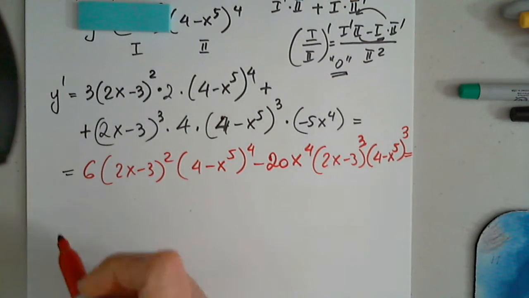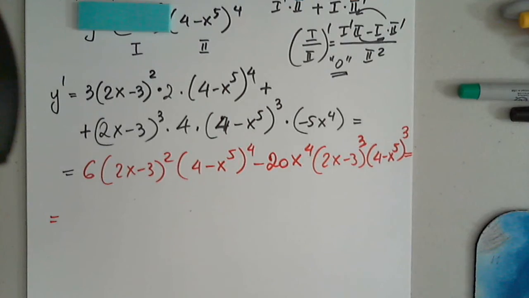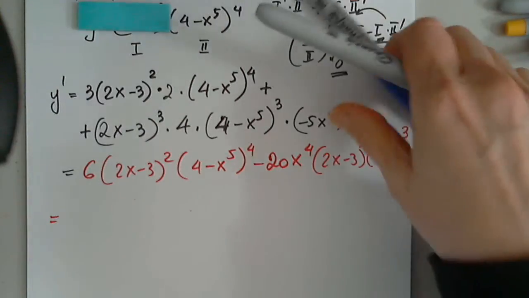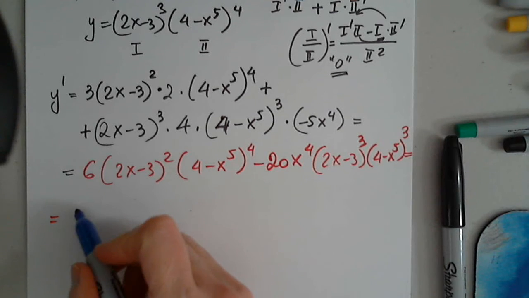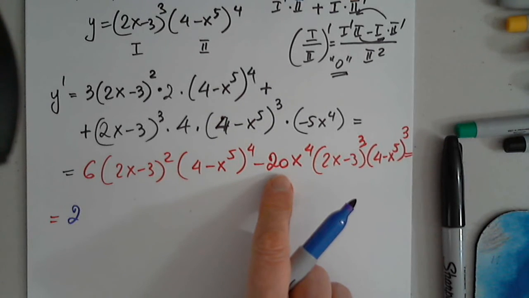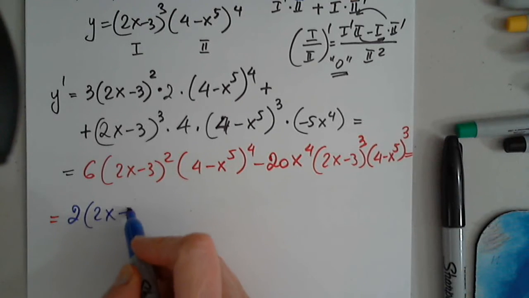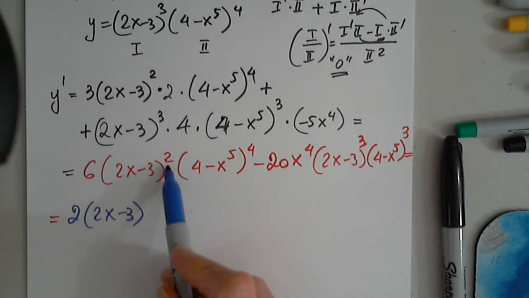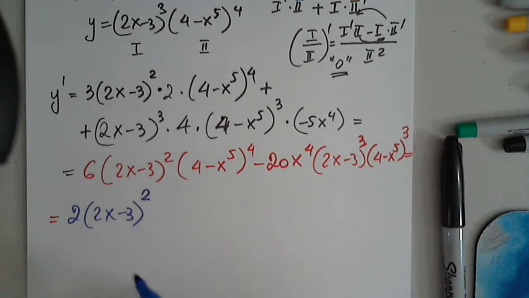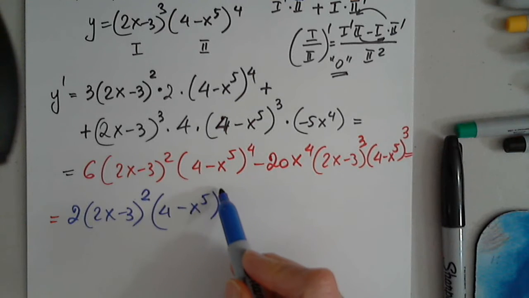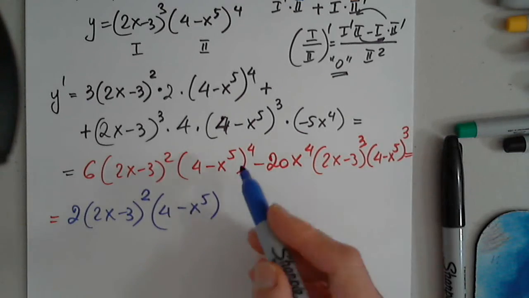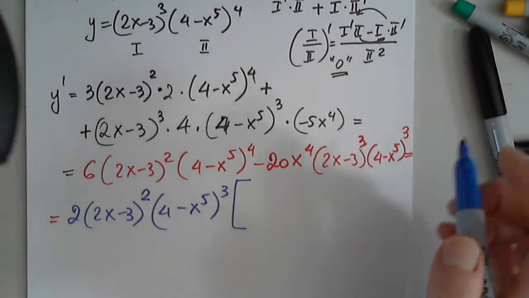At this point, I look and see what I can pull out. Can anyone help with the common factor? First of all is 2, because 6 and 20 have 2 in common. Then 2x minus 3, to which power? The smaller one is 2, always the smallest one. And then also 4 minus x to the 5th, to which power? 3. Yes, awesome.